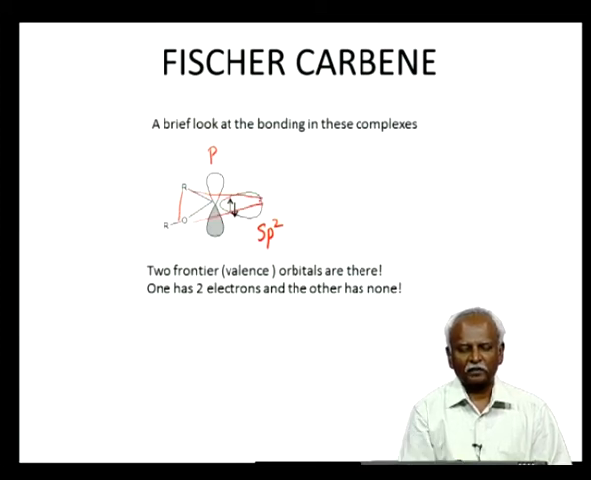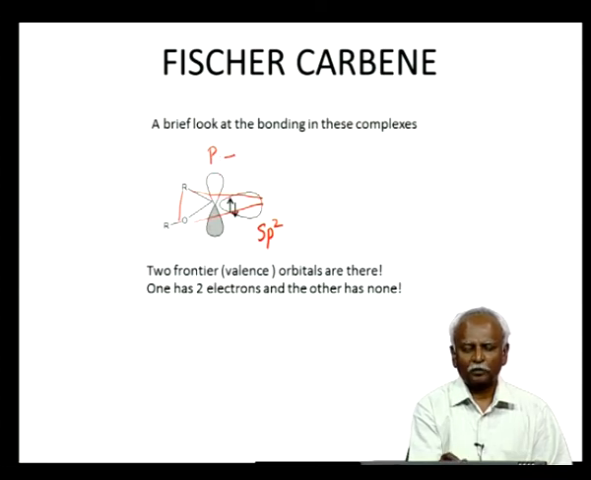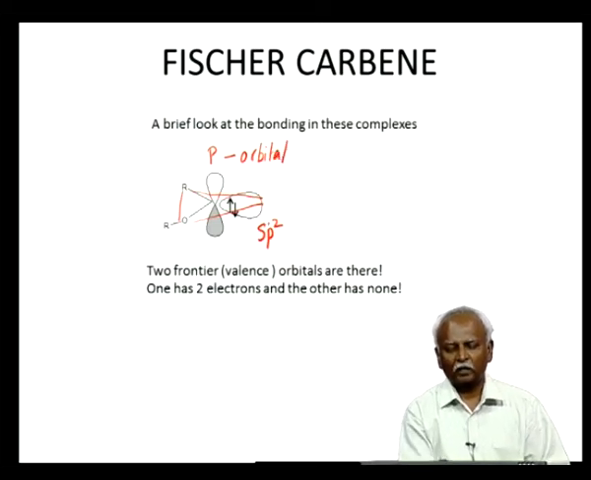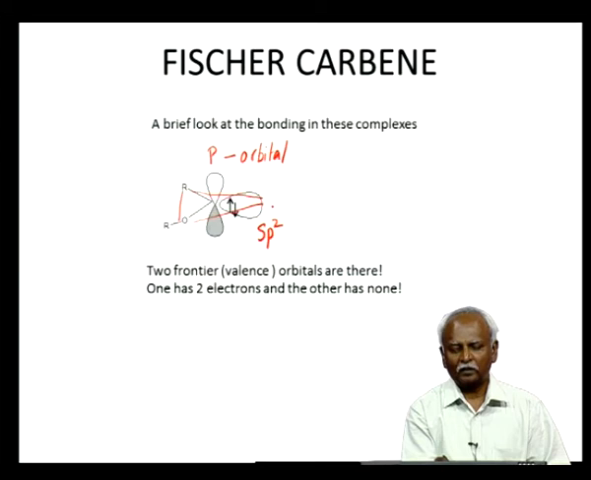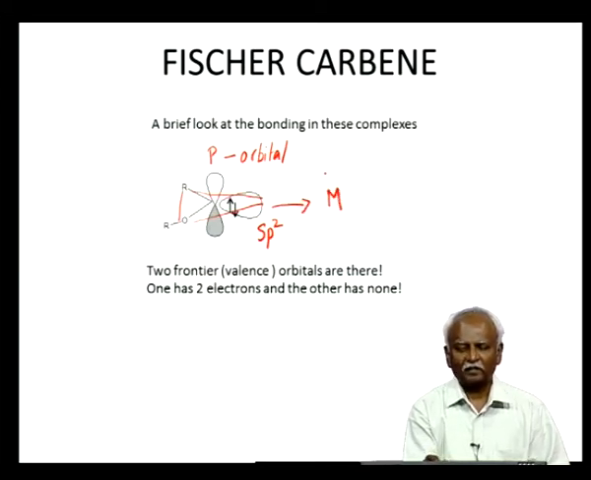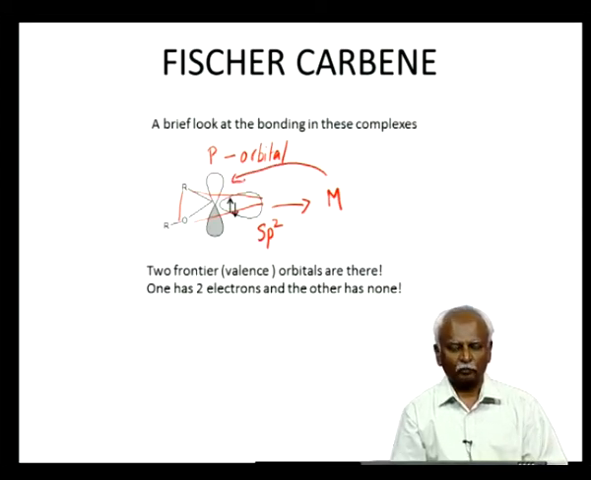These 3 groups are present, and there is an empty p orbital. This p orbital is empty, and you have a pair of electrons in the sp2 orbital. So, now you have a system which can both donate electron density to the metal, and accept electron density from the metal into the p orbital, very much like carbon monoxide. And so, you have partial double bond character in the Fischer carbene also.